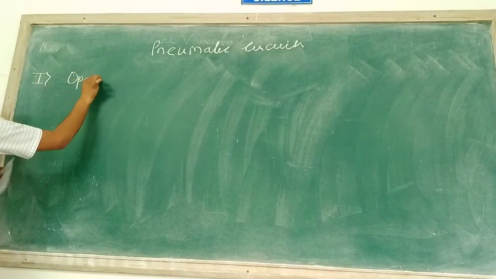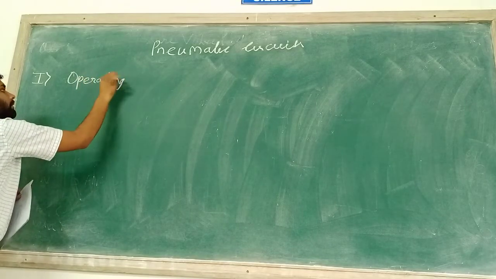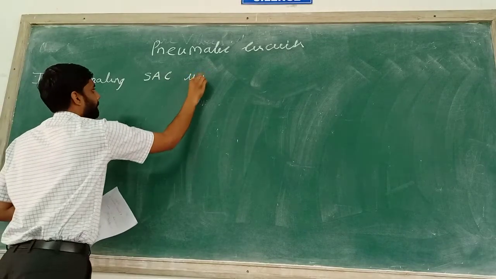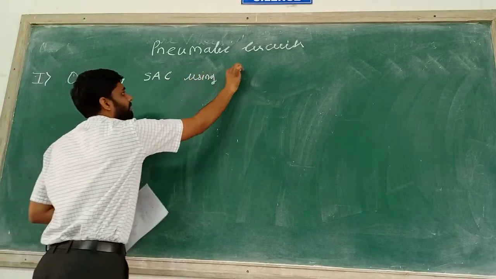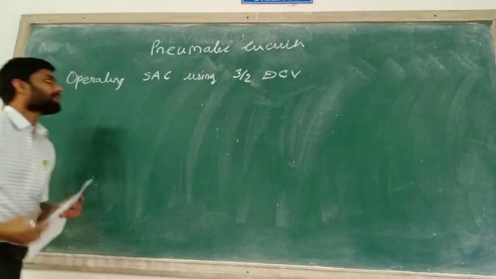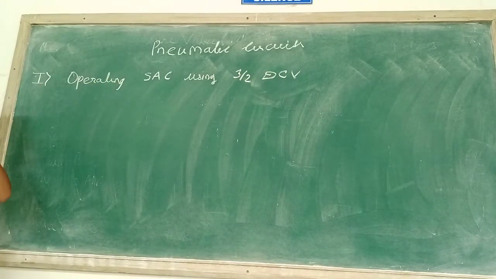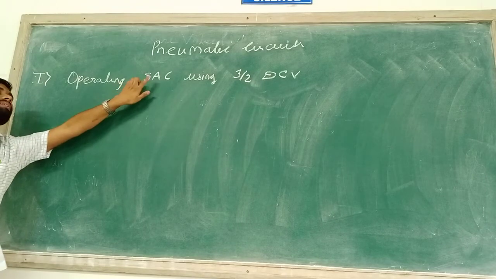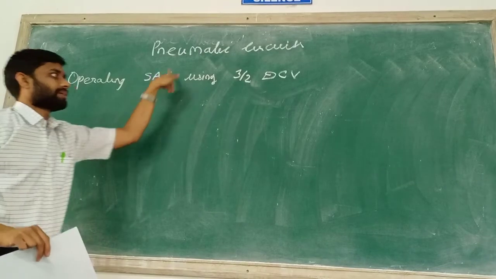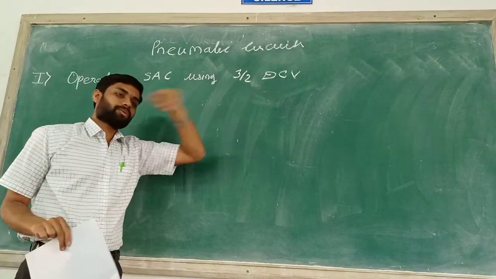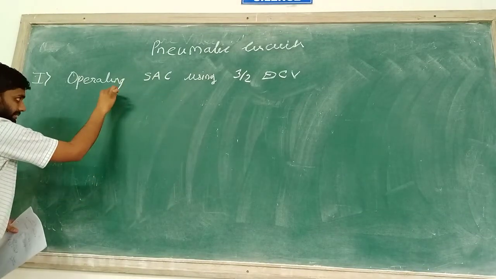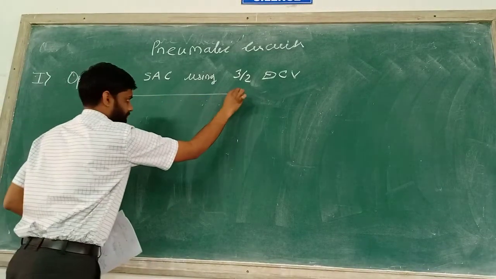operating a single acting cylinder using a 3/2 direction control. So here we are going to design a pneumatic circuit which has a single acting cylinder, and we are going to operate the single acting cylinder using a 3/2 direction control. Okay, so initially we are going to draw this single acting cylinder here.